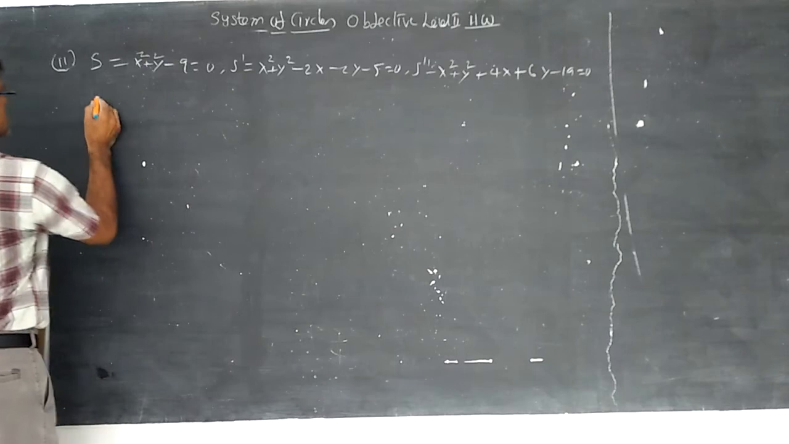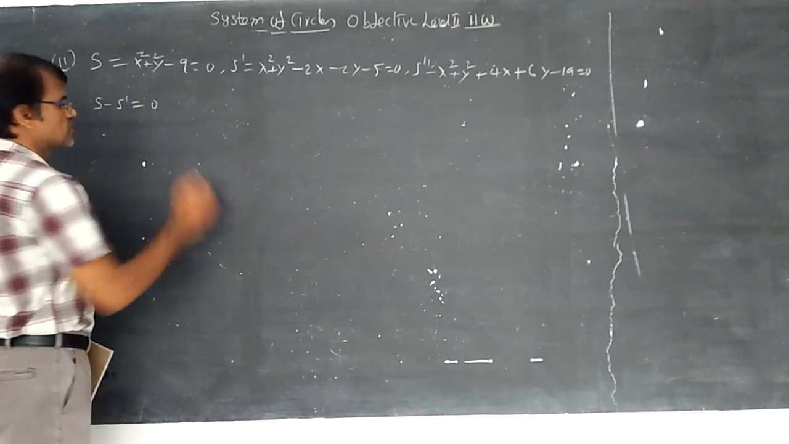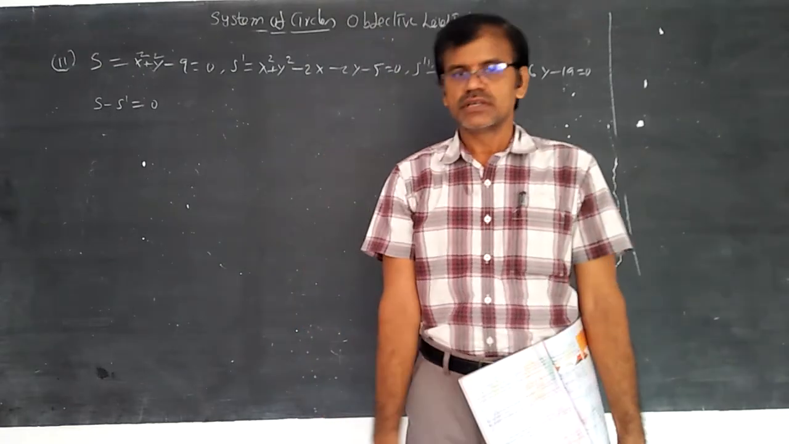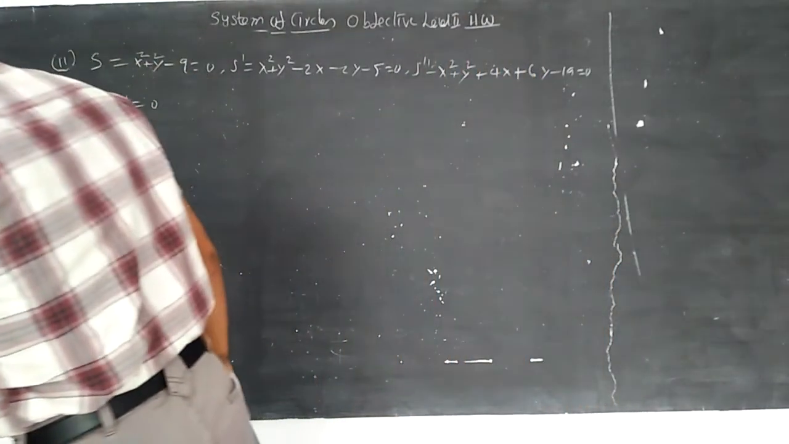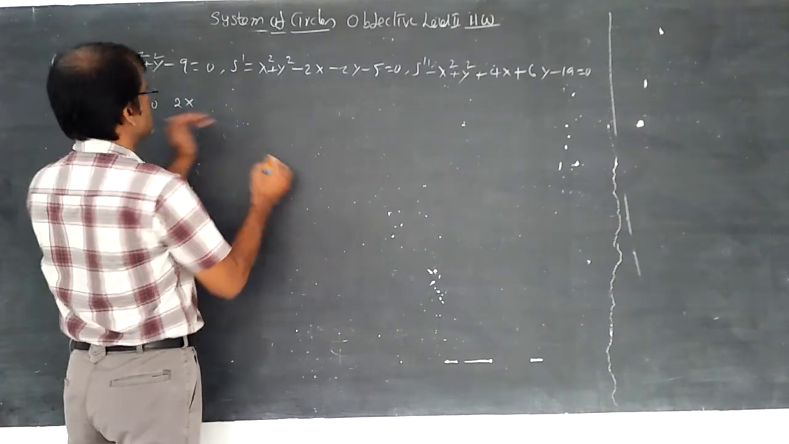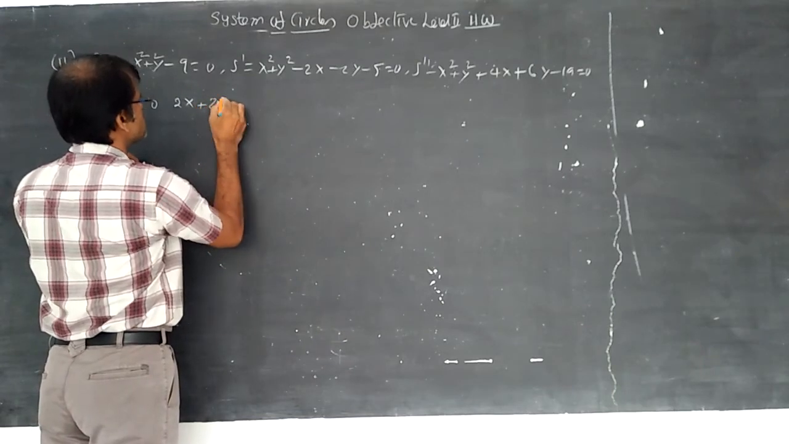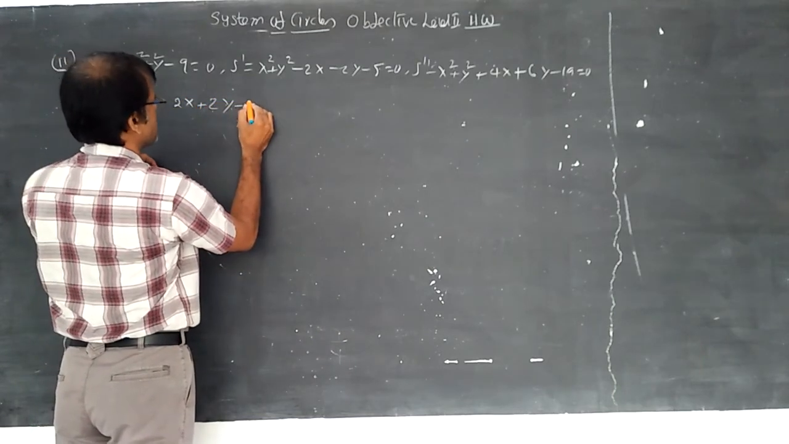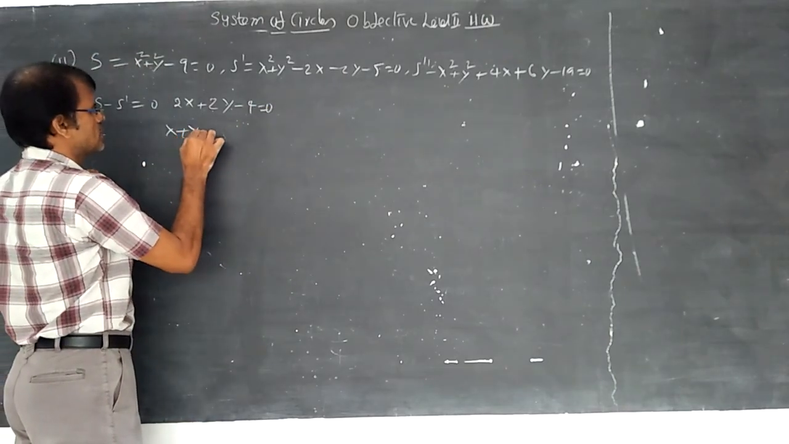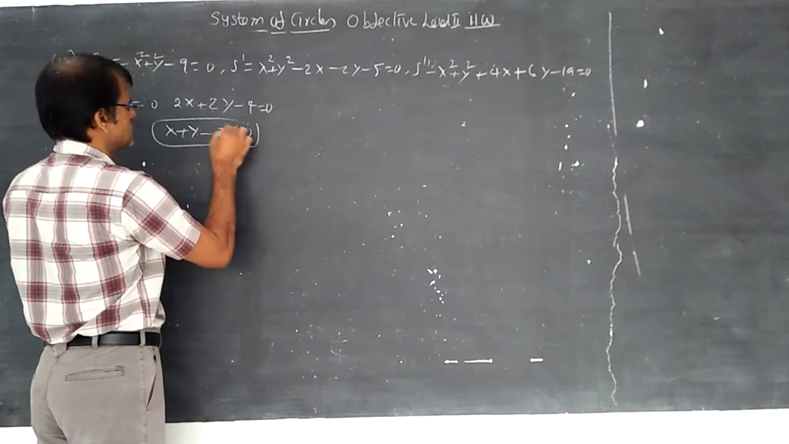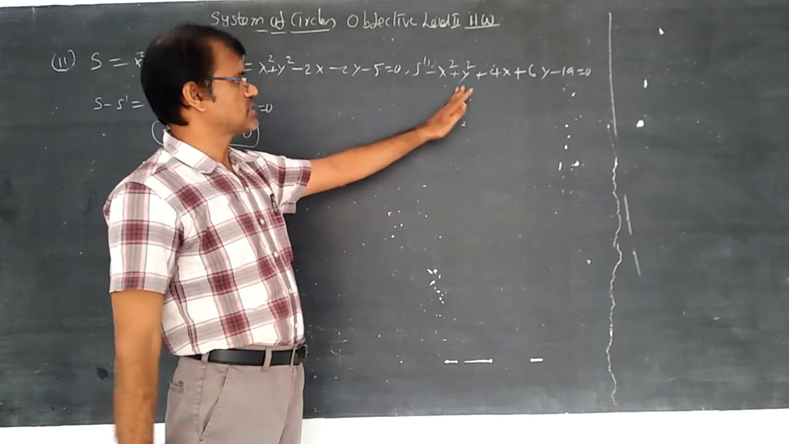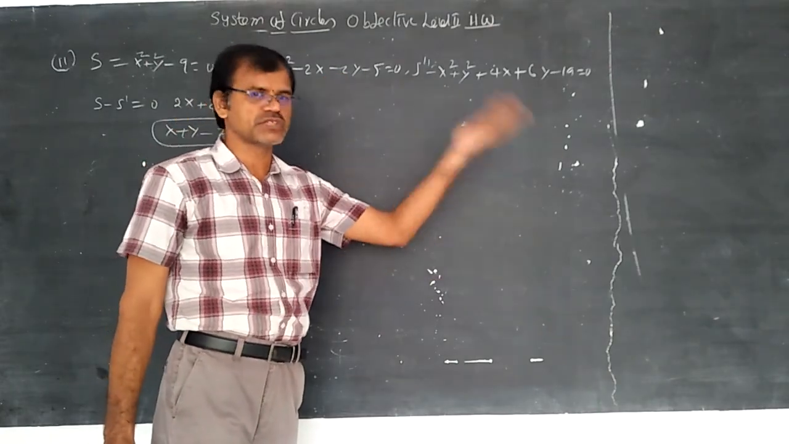To get the radical center, I think you know the concept that the point of concurrence of 2 or 3 radical axes is called the radical center. Now, S minus S dash equal to 0, you can get here 2x plus 2y, minus 10 plus 5 becomes minus 4 equal to 0. Divide by 2, you get x plus y minus 2 equal to 0. So, verify the options. Otherwise, you can do S dash minus S double dash later, substitute the options. Otherwise, you can solve.